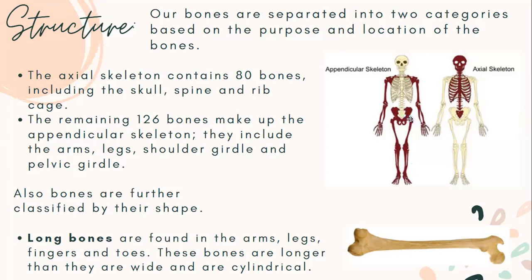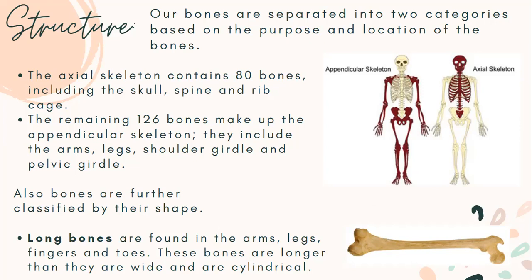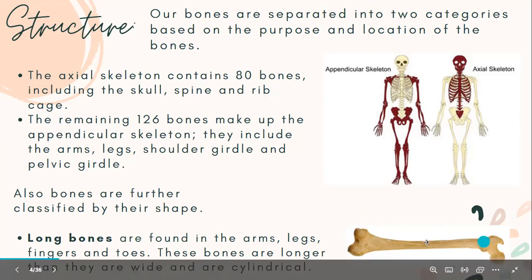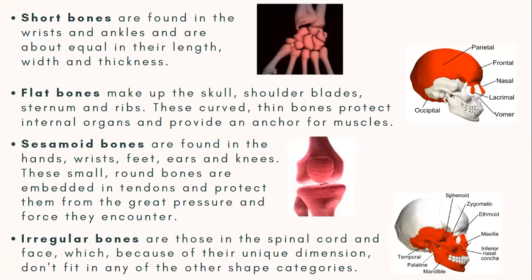Also, bones are further classified by their shape. Long bones are found in the arms, legs, fingers, and toes. These bones are longer than they are wide and are cylindrical. Short bones are found in the wrist and ankles and are about equal in their length, width, and thickness.